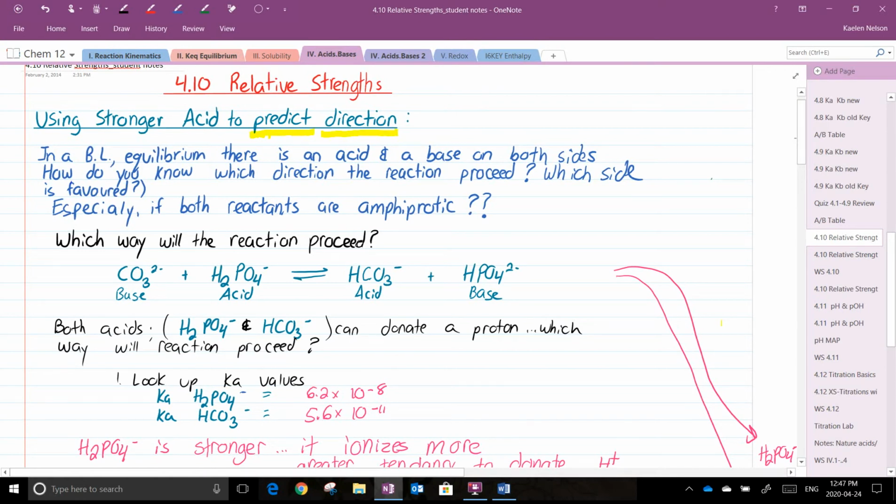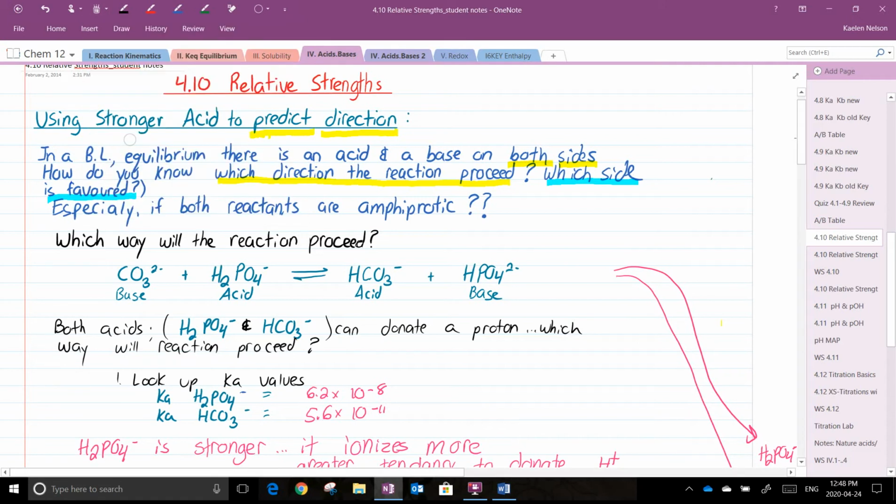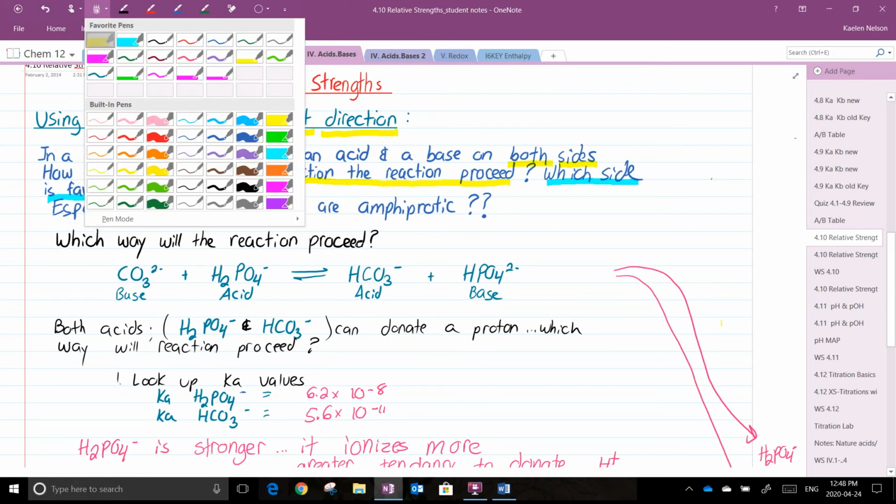In a Bronsted-Lowry equilibrium, there is an acid and a base on both sides of your equation. So how would you know which direction the reaction will proceed? Another way to ask this is to ask which side is favored. To solve for this problem, you will look at the two acids in the equilibrium.